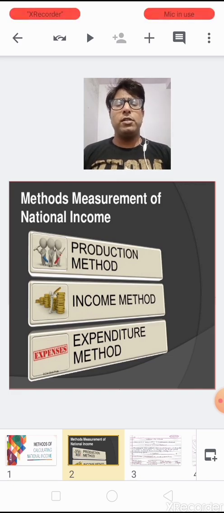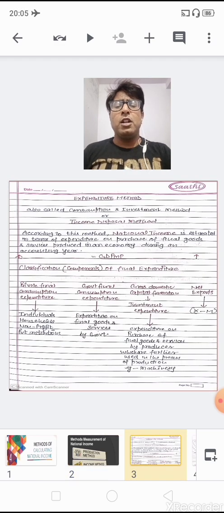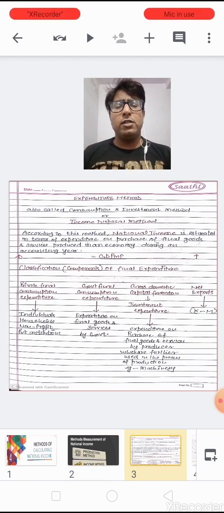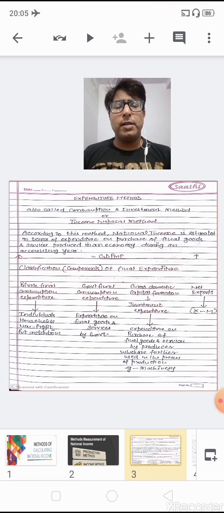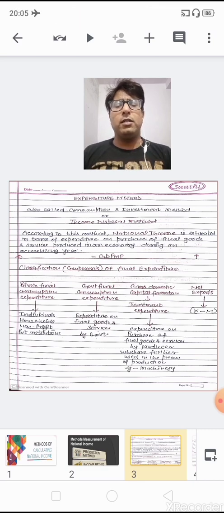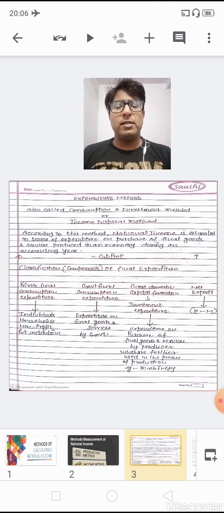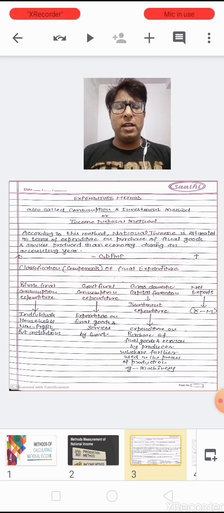Now today we are going to start the third and the last method of estimating the national income, which is known as the expenditure method. So children, the expenditure method is also called the consumption and investment method, and it is also known as the income disposal method. According to this method, national income is estimated in terms of expenditure on purchase of final goods and services produced in an economy during an accounting year.